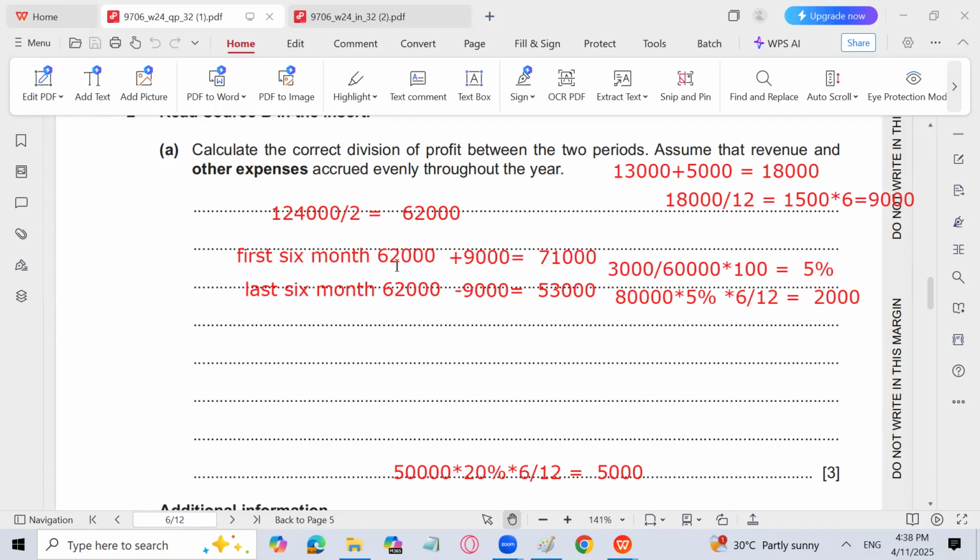It means that in the first 6 months, where the profit is 62,000, we have subtracted 9,000, which should not have been subtracted. So we will add 9,000 to this. And in the last 6 months, we should have subtracted 18,000, but we have subtracted only 9,000. So we will subtract 9,000 more there. So this is the correct division: 71,000 is the first part profit and 53,000 is the profit of the last 6 months. Now we have to prepare the capital account.